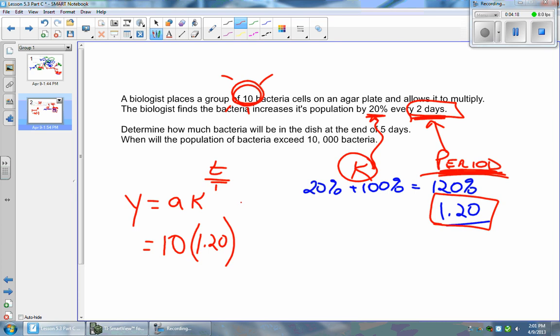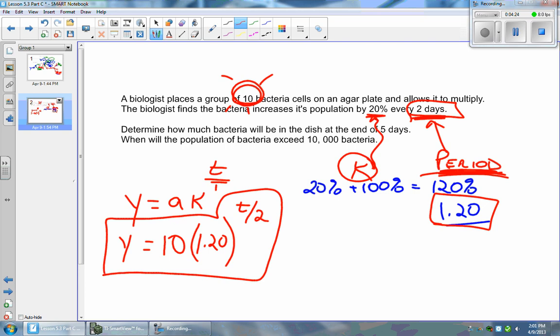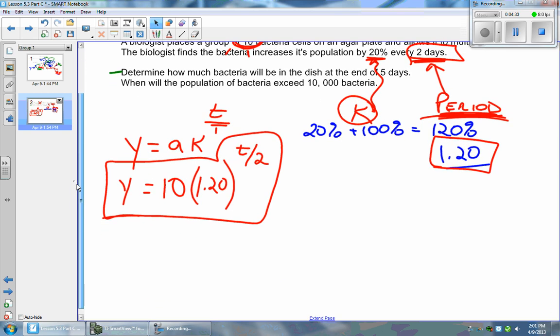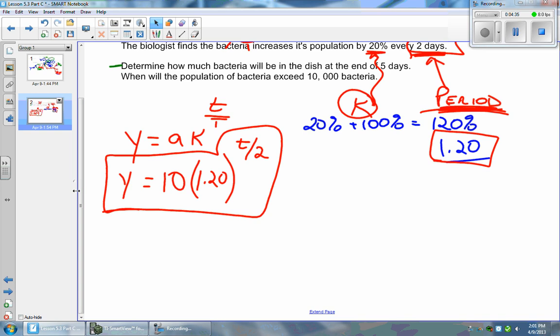So this is going to be T over 2. That's your general formula for figuring out this nice little piece of bacteria. Great. Now, look what it says in the first question. The first question here says that they want you to determine how much bacteria will be in the dish at the end of 5 days. Well, that's simple now that you've got the formula.